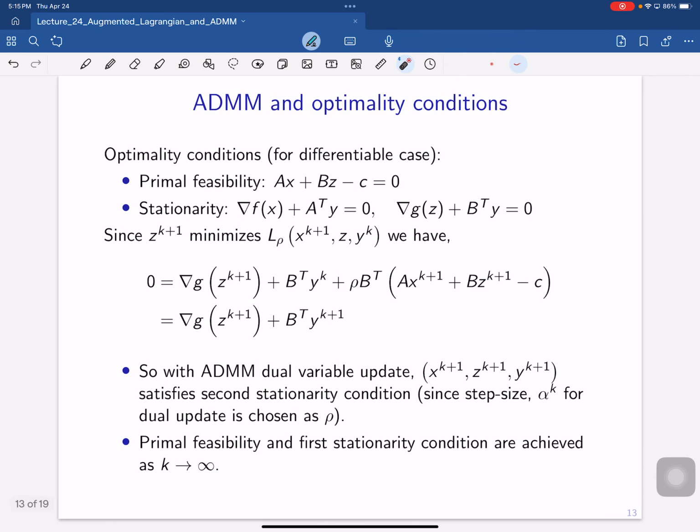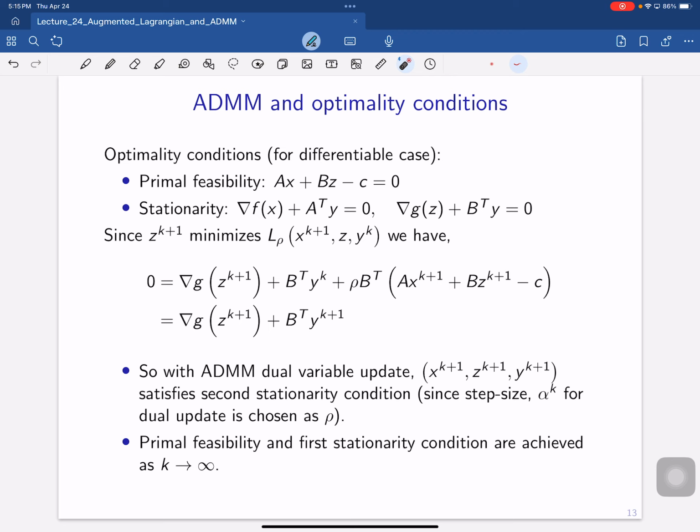All right, now let's talk a bit about optimality conditions in ADMM, right? So you could think about how do we choose the update parameters alpha, right? By the same argument, you will choose these update parameters alpha the same as what we did before, right? Just set alpha equal to rho.